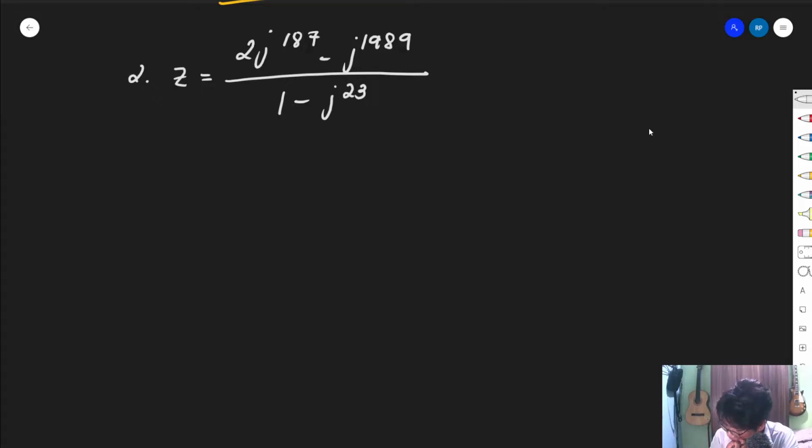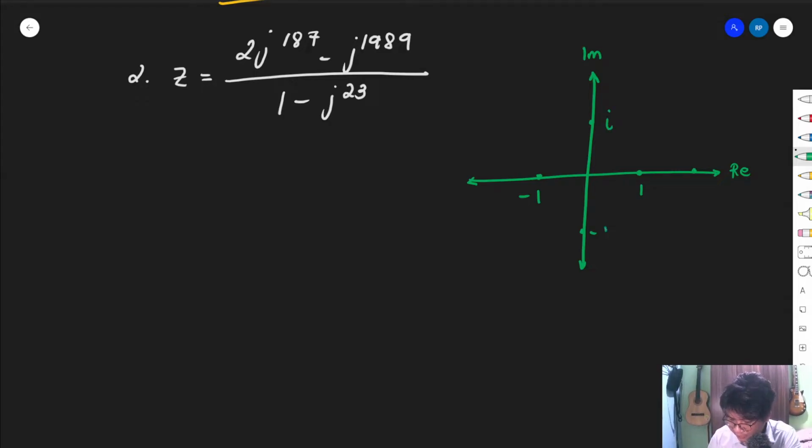Review lang tayo ng kaunti on the property of imaginary number, which is our i or our j. So, drawing lang ako ng complex plane natin, the Argand diagram. This is the real, this is the imaginary part. So, we have here 1, of course this is the real part. This is negative 1. Then, alam natin pag imaginary, nag-i-start siya sa i. Then, sa baba is negative i.